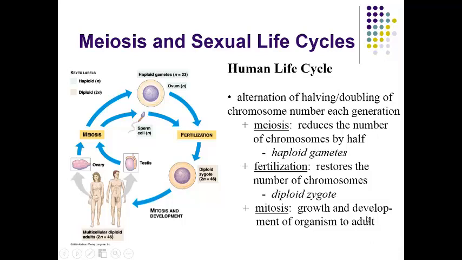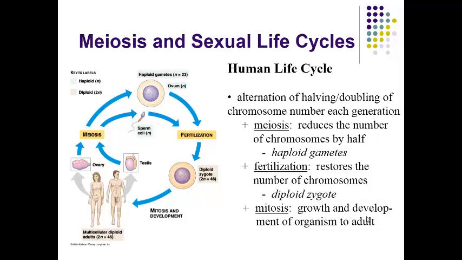Welcome to AP Biology. This video is on meiosis and sexual life cycles. The human life cycle is the alternation of halving and doubling of chromosome number that takes place in each generation. Human beings are multicellular diploid organisms. To be diploid means that all your chromosomes exist in pairs. Human beings have 23 pairs of chromosomes, or 46 chromosomes total.